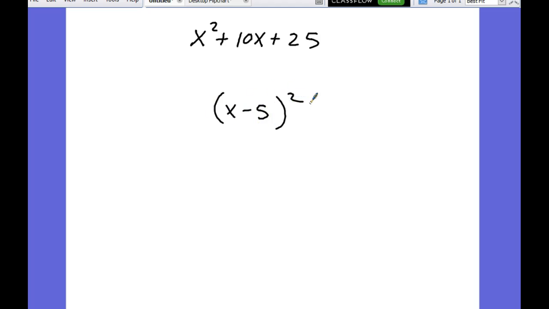Here's the cool thing about perfect square trinomials. It will always be x, and then a number here, and then squared. The only thing that's going to change is this number right here, depending on the problem. And there's a really fast way to get that number without having to do the work. Oh, this was supposed to be minus. There we go. You just divide that number by 2. So negative 10 divided by 2 is negative 5. But that only works for perfect square trinomials.